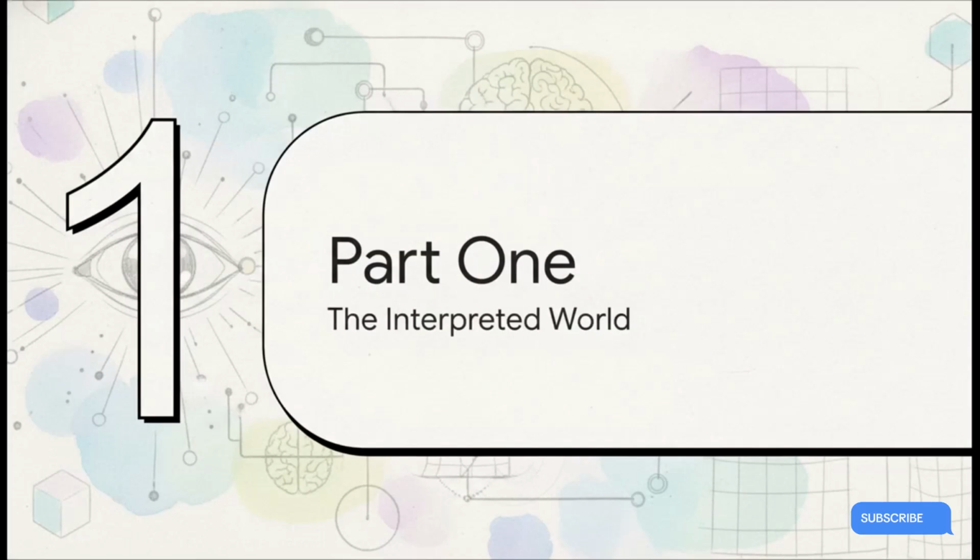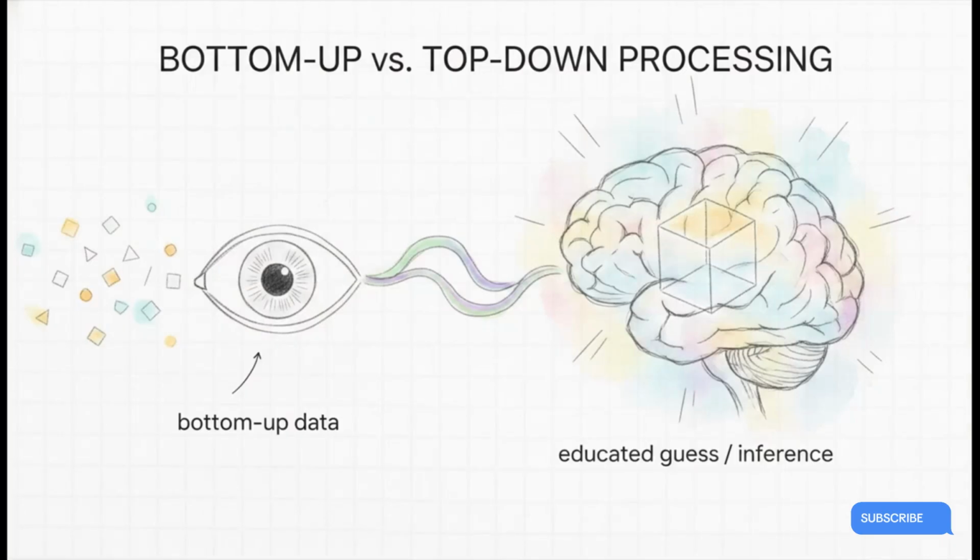Part 1. The Interpreted World. Okay, let's dive right into this. To understand how we can see things that aren't there, we first have to understand how we see things that actually are there. The baseline rule is this: the eyes collect visual information, but the brain interprets it. We usually think of seeing as a passive event, just absorbing the world. But the scientific reality? The world as it appears to you is the result of a highly active, really complex process of inference performed by your brain.